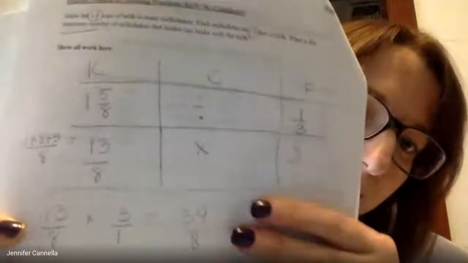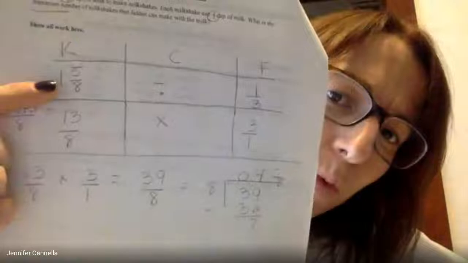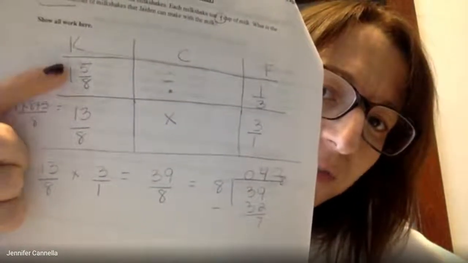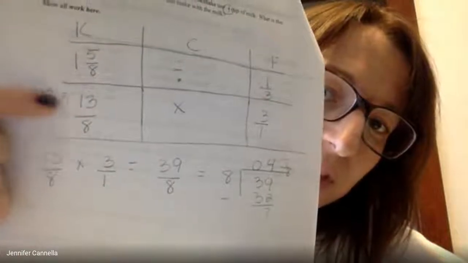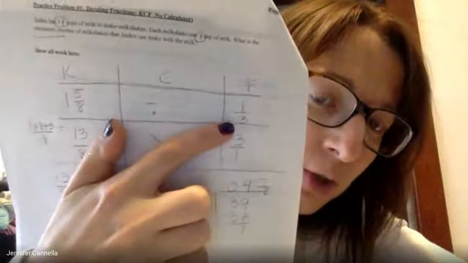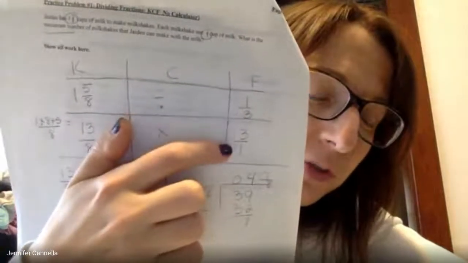Let me come show you what she just said, folks. This is what your paper should look like. She says that you have to change this mixed number, 1 5/8. You have to make it improper. You multiply 1 times 8, you use MAD, plus 5. So 1 times 8 is 8, plus 5 is 13 over 8. Change the division to multiplication, and then you do the reciprocal or flip 1/3 to 3 over 1.